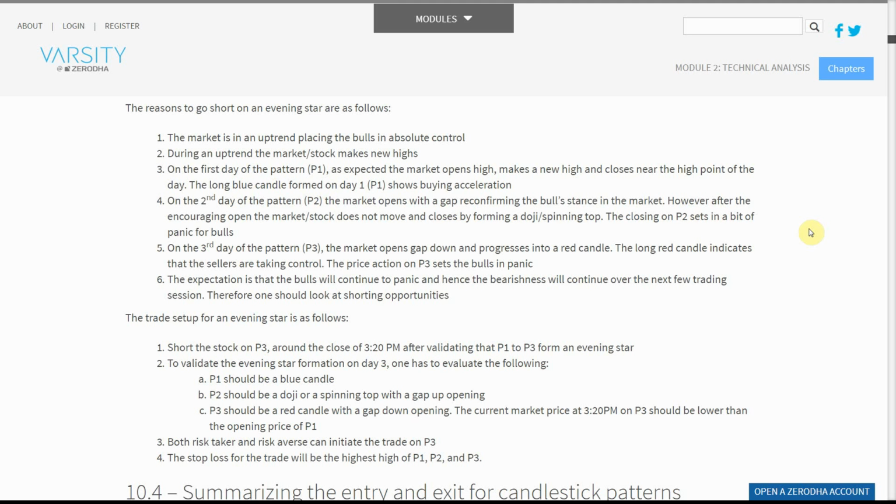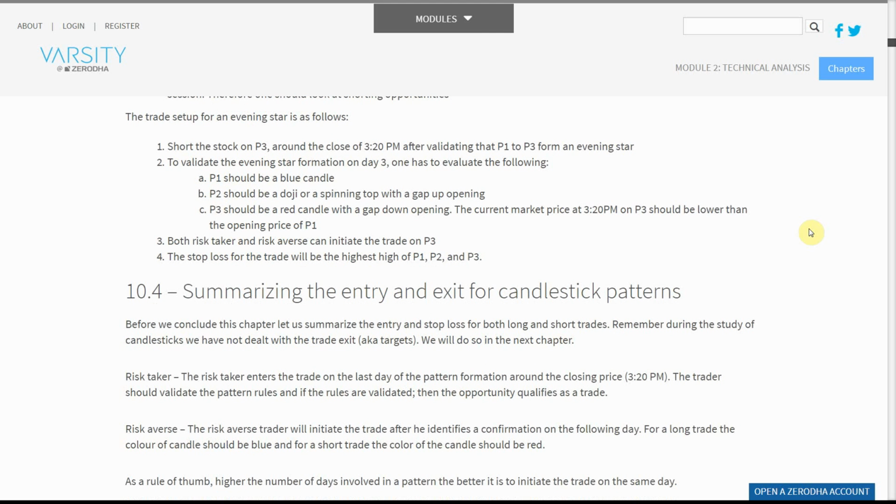P1 should be a blue candle. P2 should be a doji or a spinning top with a gap up opening. P3 should be a red candle with a gap down opening. The current market price at 3:20 p.m. on P3 should be lower than the opening price of P1. Both risk-taker and risk-averse can initiate the trade on P3. The stop loss for the trade will be the highest high of P1, P2, and P3.